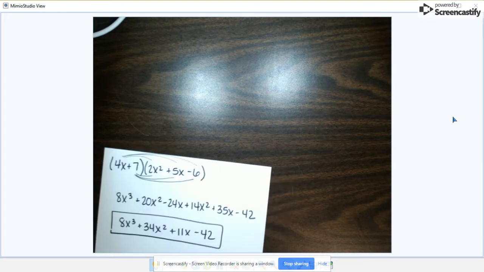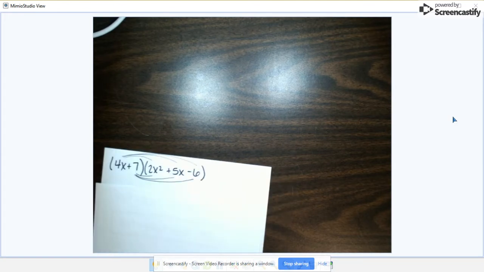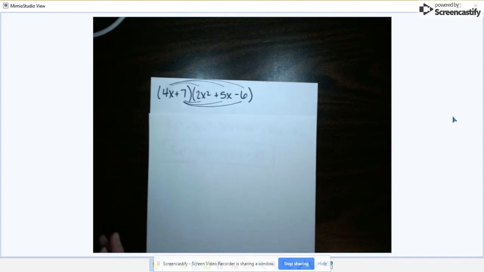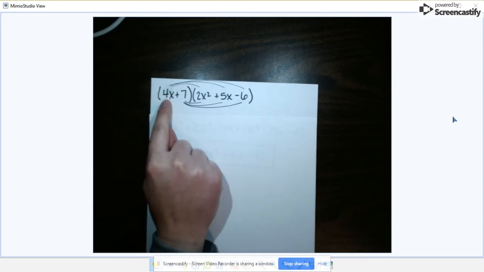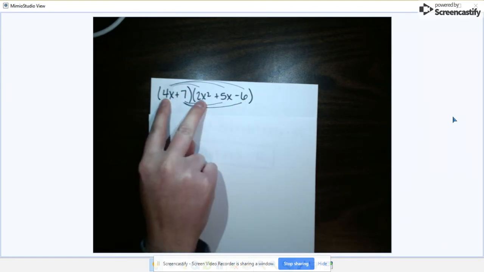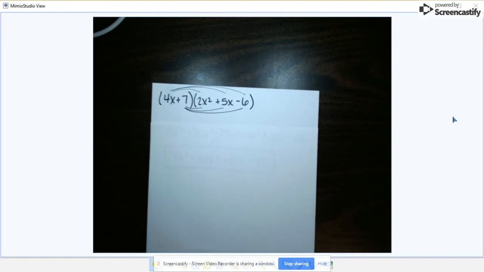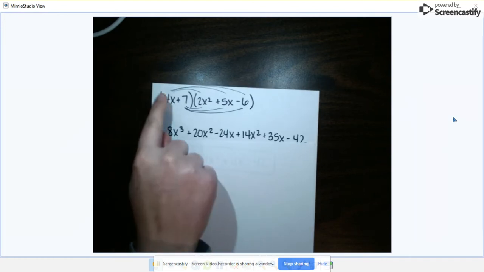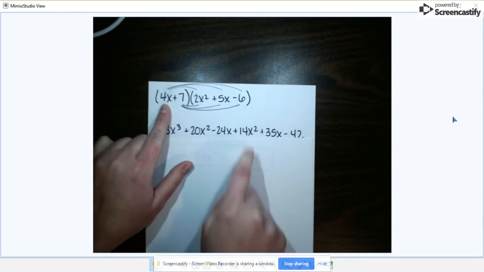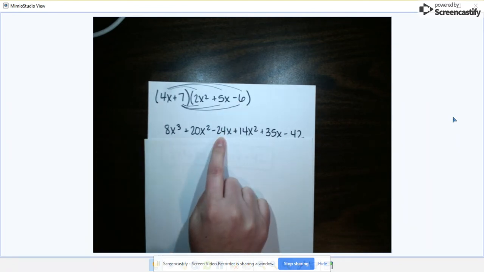Okay, we're also going to have some where we take a binomial times a trinomial. And this goes back to, I don't have an acronym for this, so it goes more back to your distributive property. But we have to take this 4x, we're going to ignore the plus 7 for right now. Take the 4x and we're going to distribute it to all three pieces in here. So when I take 4x times 2x squared, I get an 8x cubed. 4x times 5x gives me a 20x squared. And 4x times negative 6 gives me a negative 24x.